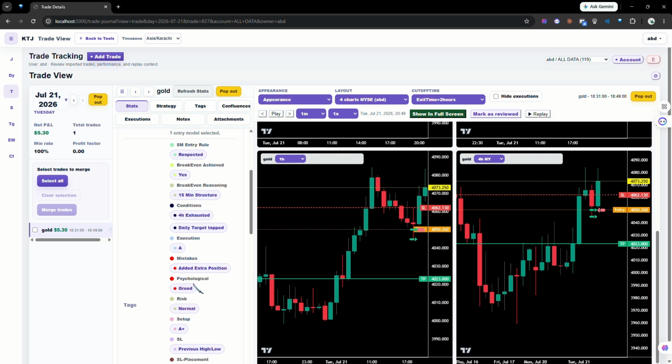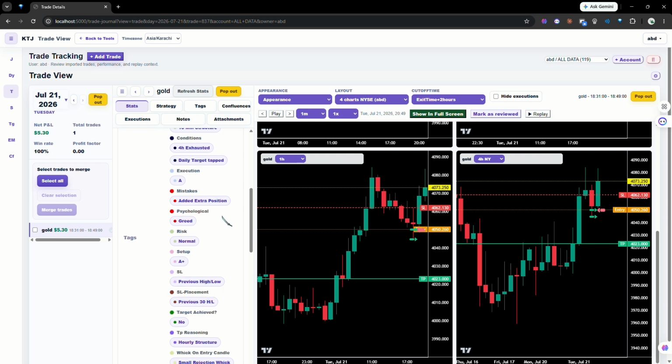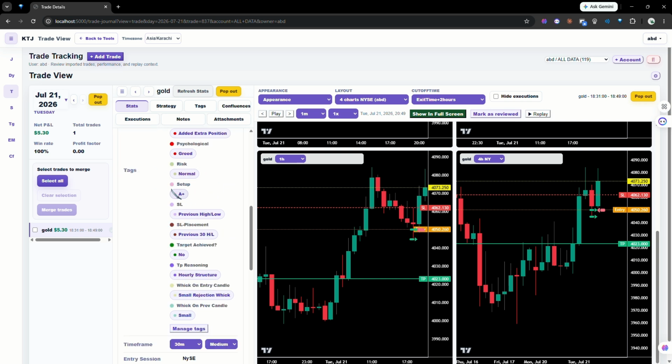I was kind of greedy because I added an extra position to get more profit. Maybe I should have stuck with my first stop loss and first position, but it's all just a part of the game. So our risk was normal, and this setup was a plus, and we have stop loss at previous high low.